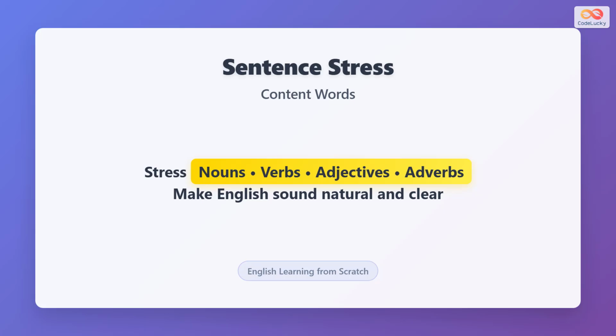Welcome to this lesson on sentence stress and content words. In English, not all words in a sentence have the same importance. Some words are stressed, meaning we make them louder and longer. Other words are unstressed. In this lesson, you will learn which words to stress to make your English sound natural and clear. Specifically, you will focus on stressing 4 types of content words: nouns, verbs, adjectives, and adverbs. By learning to stress these words correctly, you will improve your pronunciation and sound like a native English speaker.